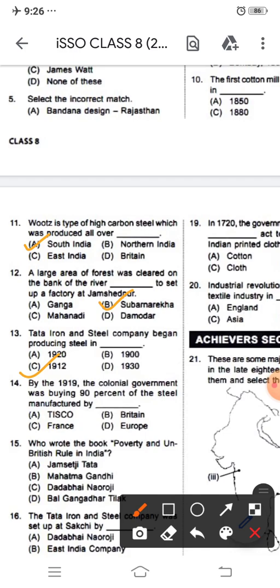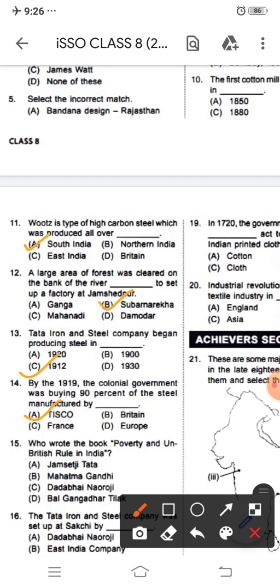By the 1990s, the colonial government was buying 90% of steel manufactured by dash. Options: TISCO, Britain, France, Europe. The correct answer from this I'm going to choose is option A, TISCO.